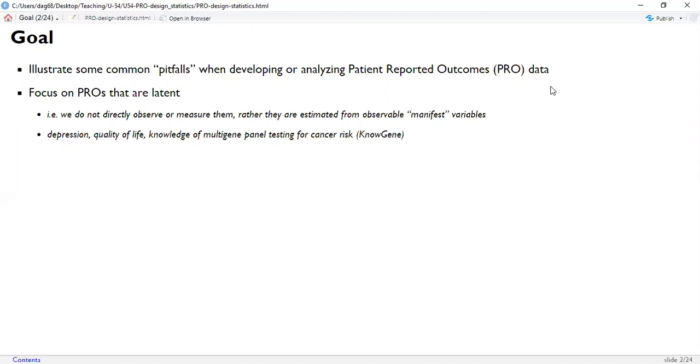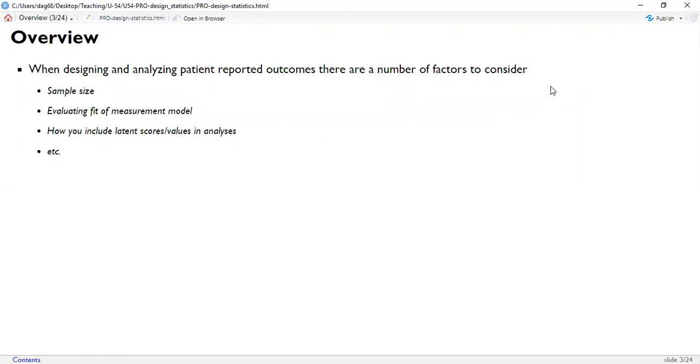And so for each of these, we have a number of questions, 5, 6, up to 30 questions, so even more, to estimate a patient's level on a single variable, or sometimes a few variables related to depression or quality of life or something like that.